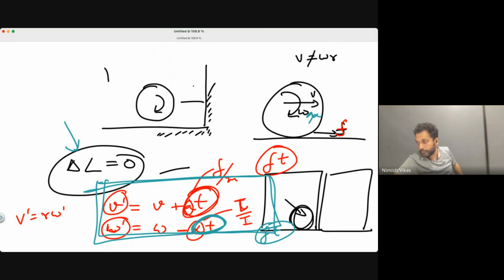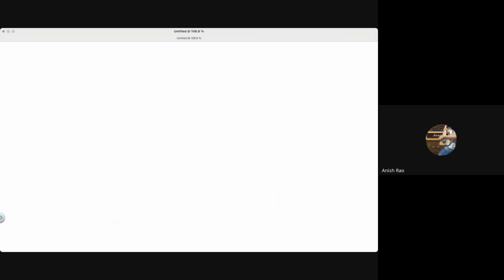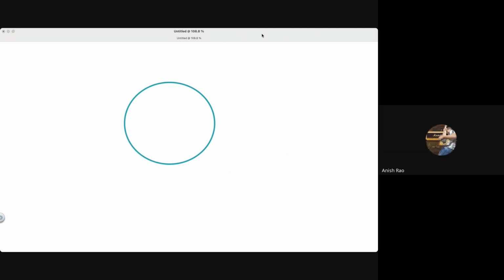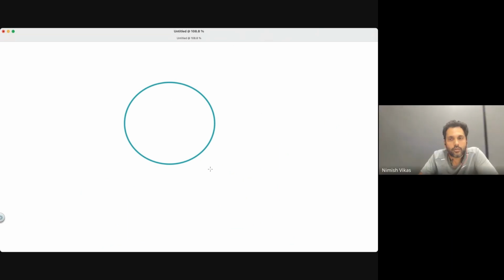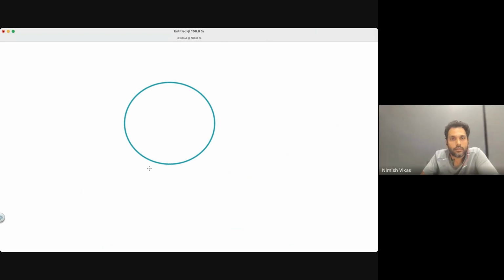Sir, in the sphere rolling case, if there is a force at an angle, depending on where the force is, will both the components of the force be providing or opposing the angular velocity? I did not understand really. This is a sphere. If the force is at an angle, it is on a ground. Sphere is on a ground.